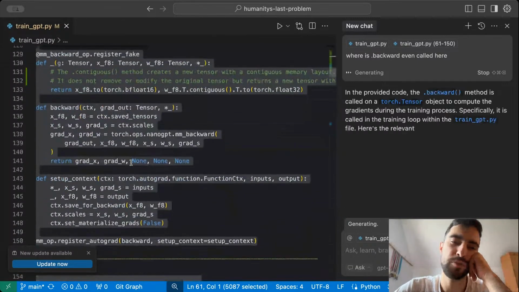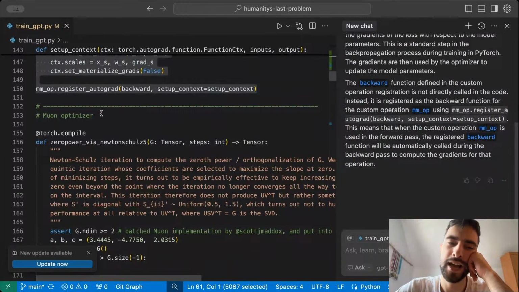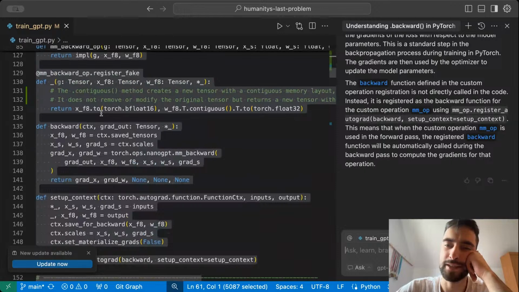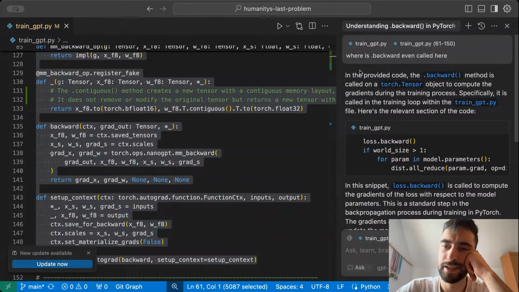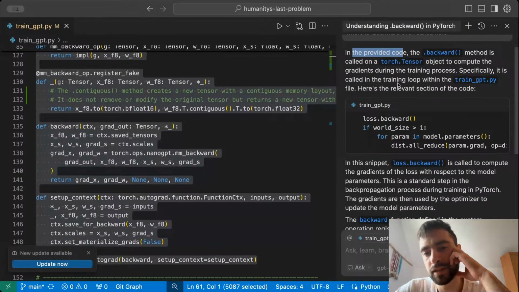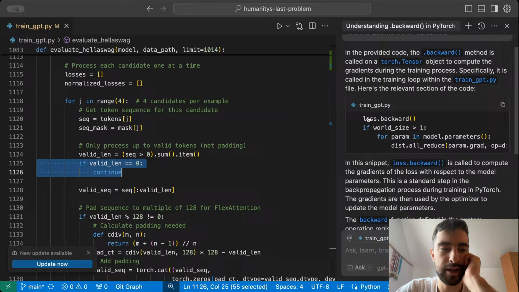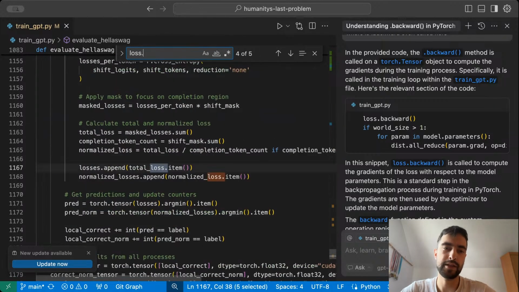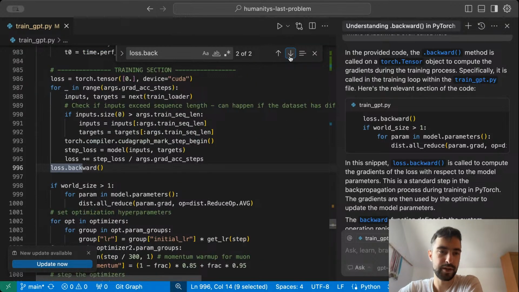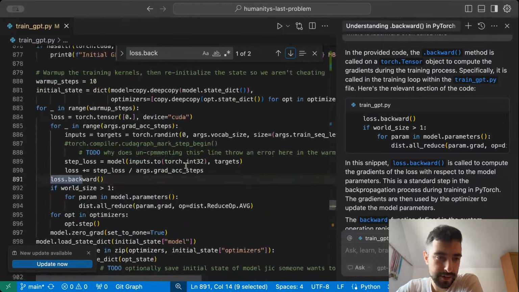But I think we can go to Muon next. Muon is an optimizer that's gonna make, I think, model train 2x faster. It's like a new optimizer. Anyways, let's just finish this. Loss dot backward. Let me see where it is. If I click here, I don't see it. So let me search loss dot backward. And there are two of them: training section and warm-up kernels.